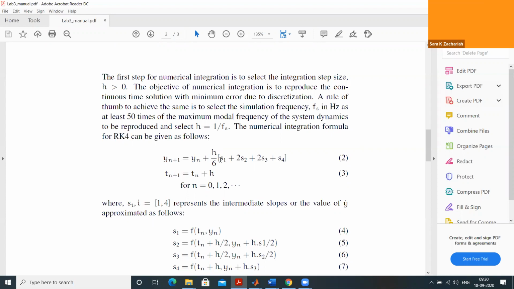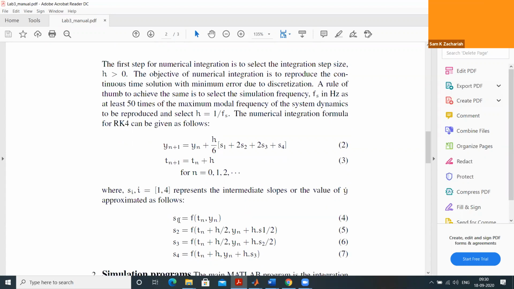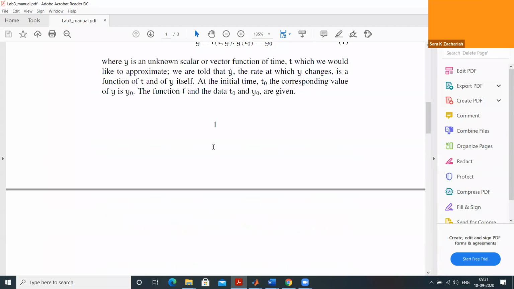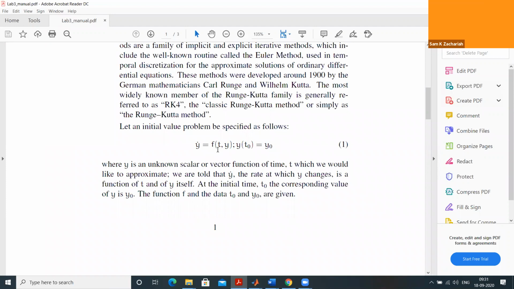This S stands for slope or the derivative. The indices 1 to 4 represent intermediate slopes, or the approximate value of y dot, like this. S1 is equal to f of tn, yn. See, this is an expression. What is f? I already told: f is nothing but the derivative of the function. It gives the current instant slope. If you know the current time instant and the current value of y, it gives the instantaneous slope of the function.